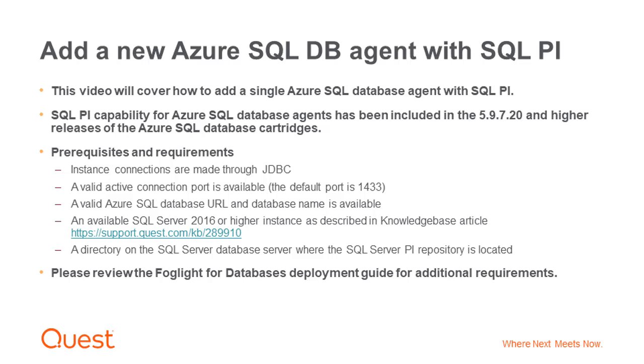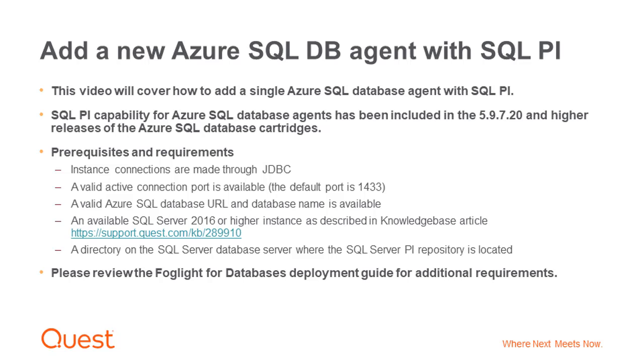SQL PI capability for Azure SQL database agents has been included in the 5.9.7.20 and higher releases of the Azure SQL database cartridges. The prerequisites requirements include that instance connections are made through JDBC. A valid active connection port is available. The default port is 1433. A valid Azure SQL database URL and database name is available.